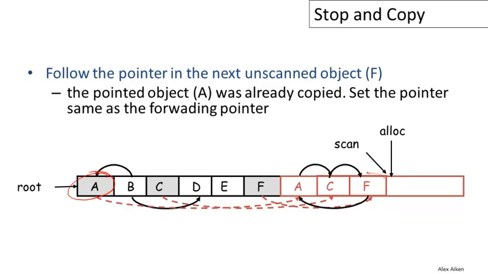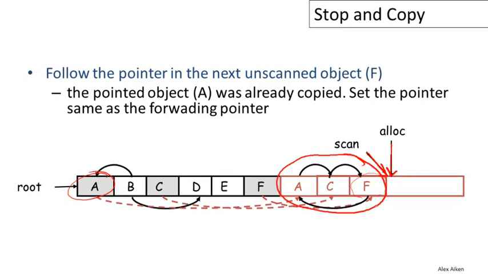And so now F is completely scanned. All the pointers in F have been processed. We didn't allocate any new objects, so the allocation pointer didn't move. And now the scan pointer and the allocation pointer are equal. There are no objects in between them. And so our work list is empty, and this is the garbage collected heap.